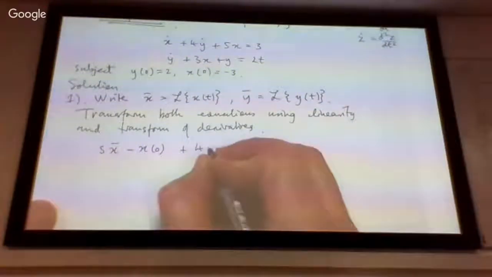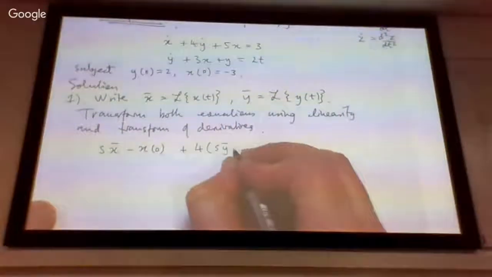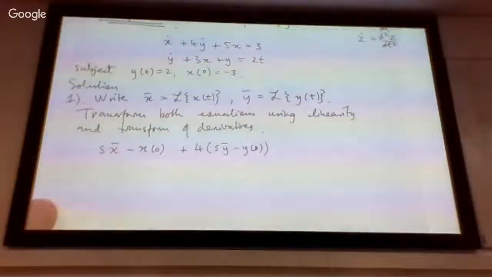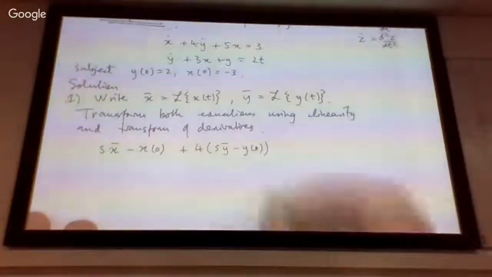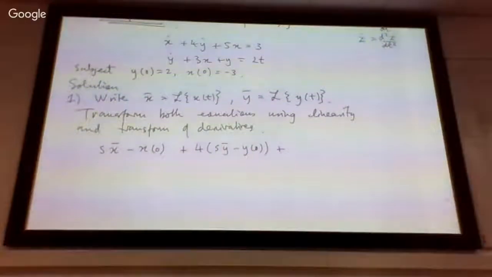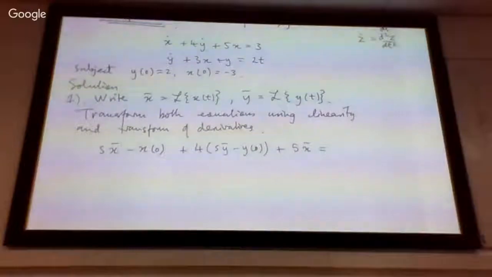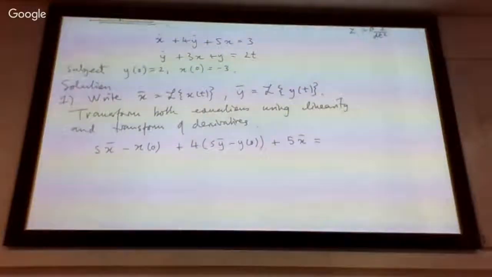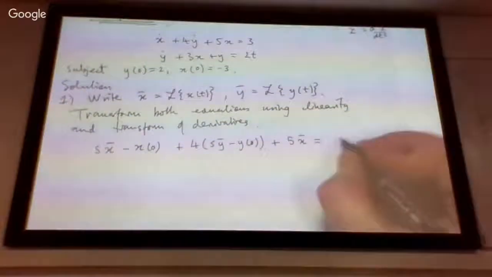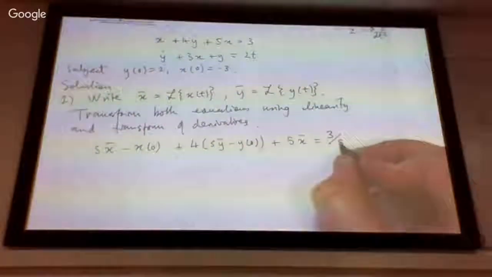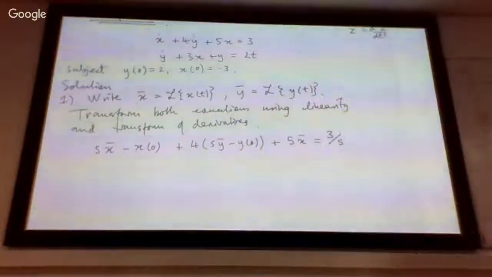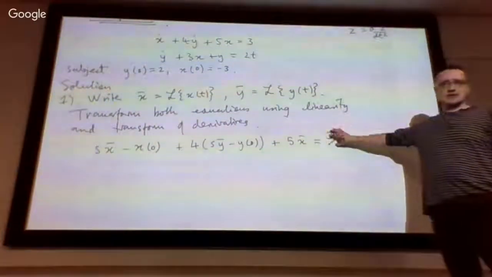Y dot transforms to 4 times s y bar minus y of 0. I'm using linearity: I'm transforming each of the three terms individually and adding them together. And 5x transforms to 5x bar. The right-hand side is the constant 3. The constant 1 transforms to 1 over s, so by linearity the constant 3 transforms to 3 over s. That was a lookup from the table of transformations to get the transform of 3.